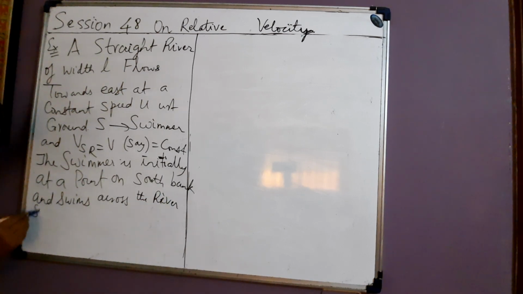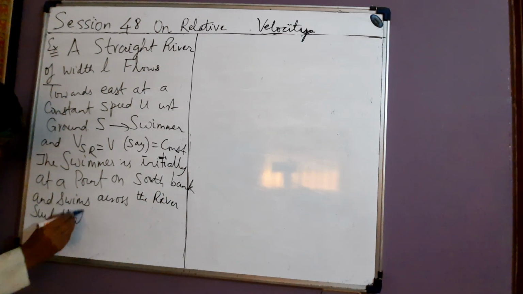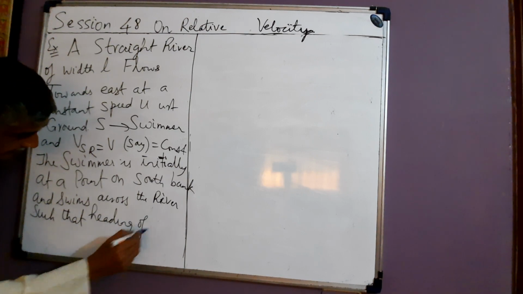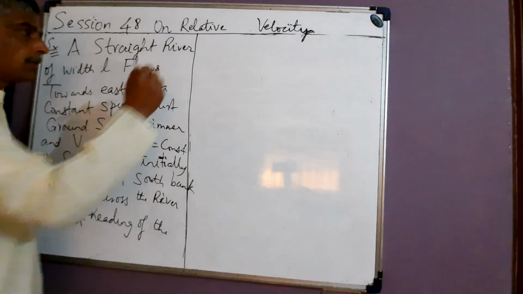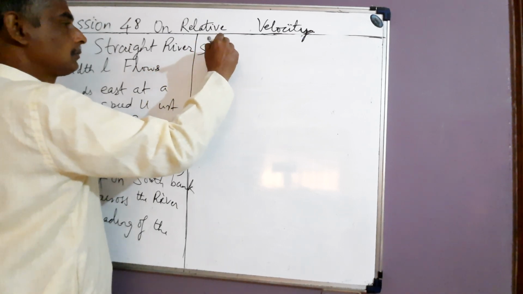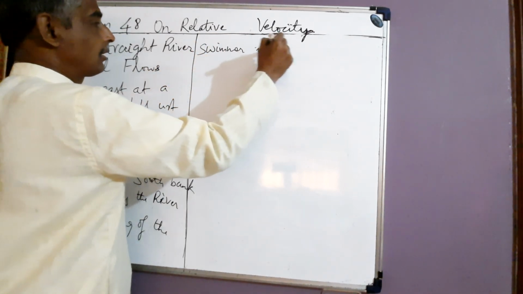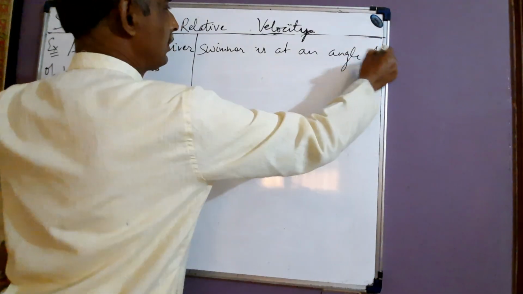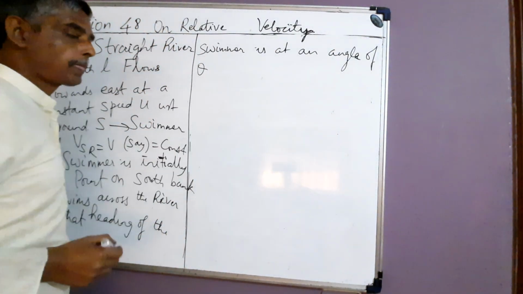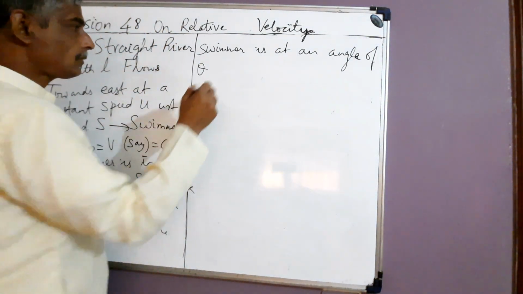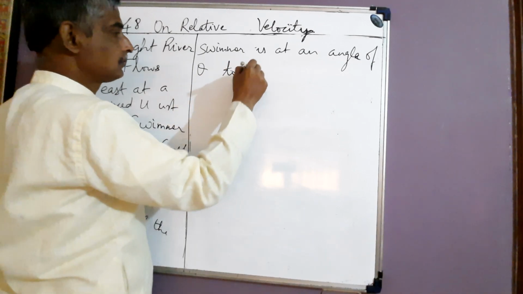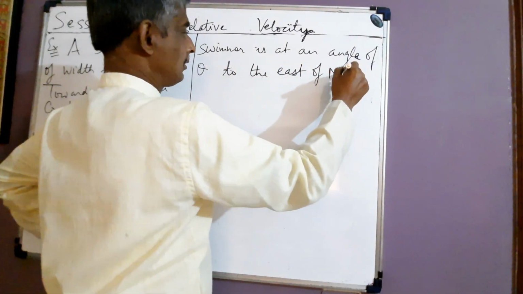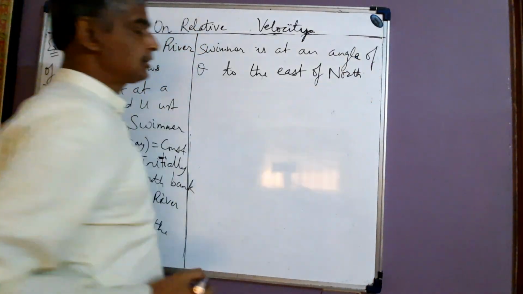such that the heading of the swimmer is at an angle of theta to the east of north. To the east of north. All right.